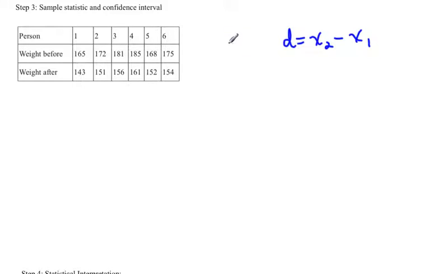I'm sorry. We're caring about the differences between x1 and x2. I don't know why I said it backwards. Weird day today. All right, so we do want x1 minus x2, and d is always x1 minus x2. As a reminder, x1 was the weight before, and x2 we decided was the weight after. If you switch them around, your d's are just opposite signs.